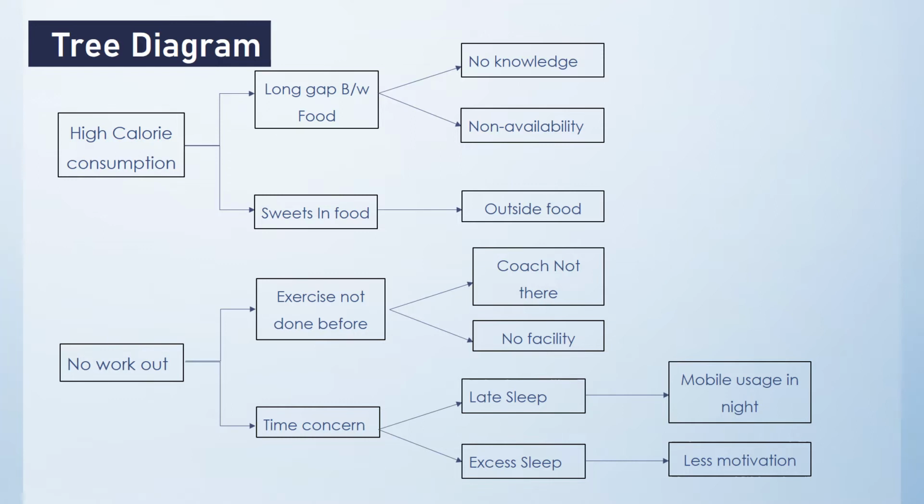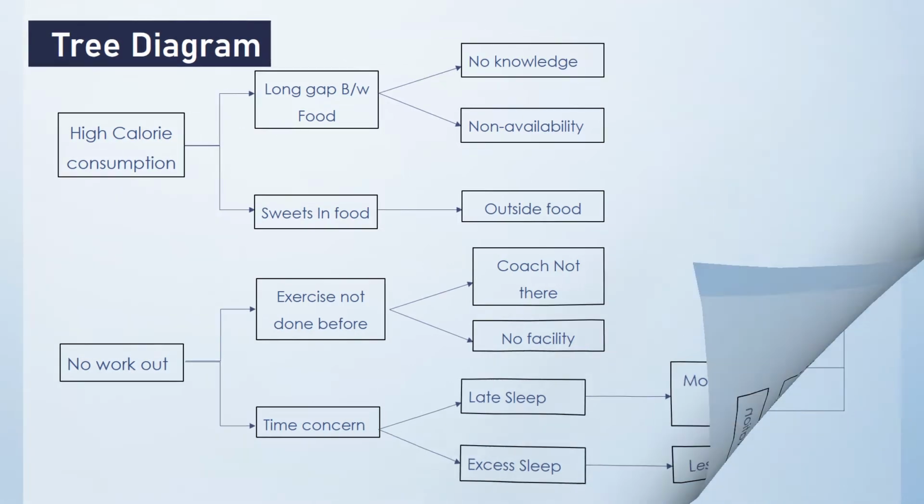The reason for this is non-availability of food. So there is no availability of food, leading to a gap between the 2 meals. And for sweets in food, the reason is outside food: he eats outside foods, which are available with sweets or sweet mixes. The same way, no workout is also broken down into further steps. So this is an example of a tree diagram.